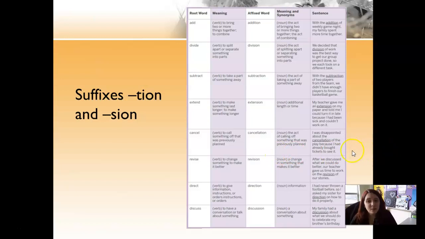So now we have some suffixes to go through that we're going to add to root words. So we have addition, division, subtraction, extension, cancellation, revision, direction, and discussion.